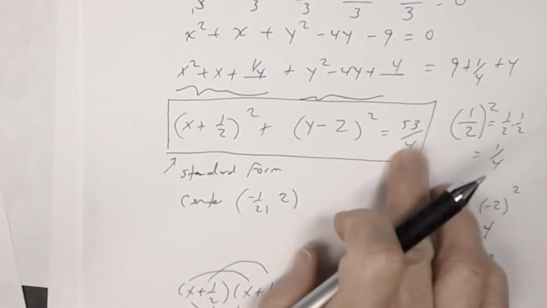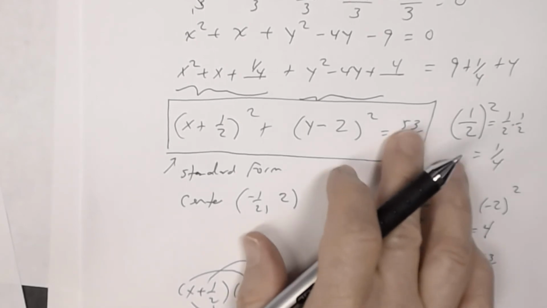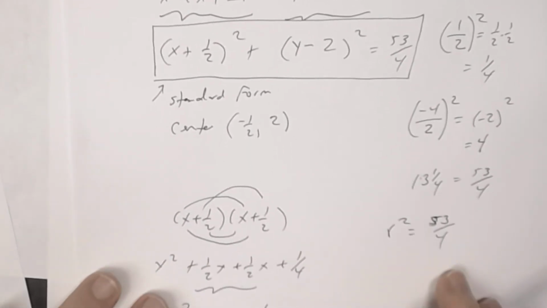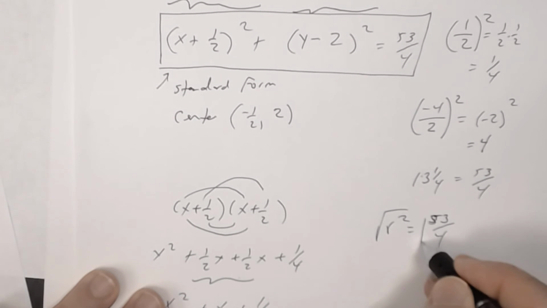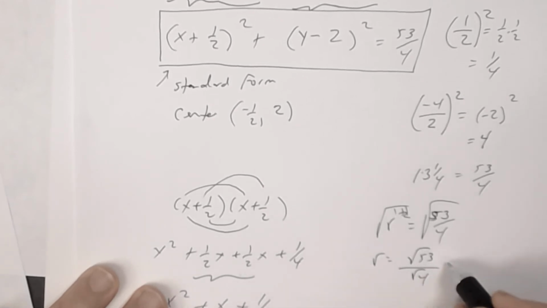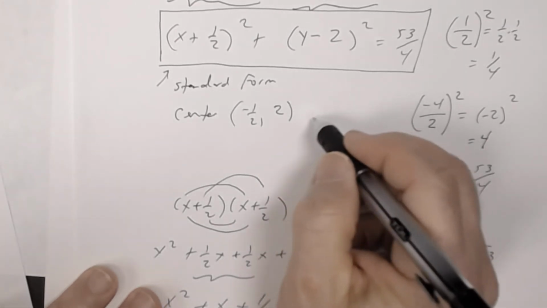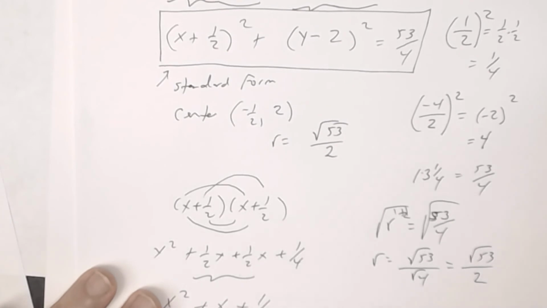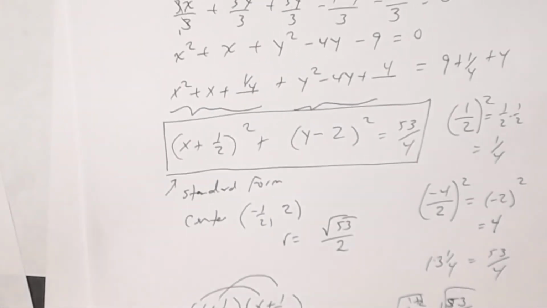So remember this right here, that's not the radius. Remember that's r squared. So r squared is 53 divided by 4. So if I want to find r, I'm going to take the square root of both sides. And so r will be the square root of 53 divided by the square root of 4. So that becomes the square root of 53 divided by 2. So the radius will be the square root of 53 divided by 2. Okay? All right, so that was number 4. Okay, let's do one more like this.